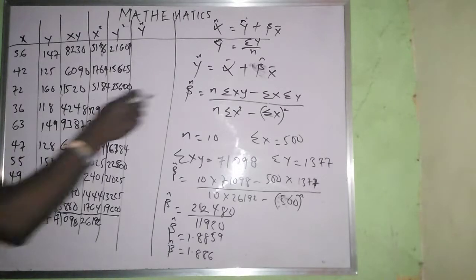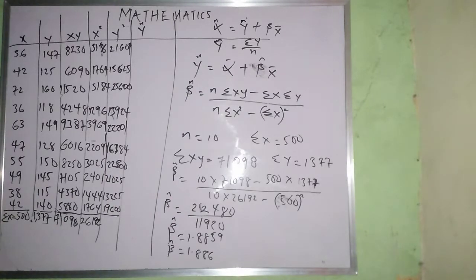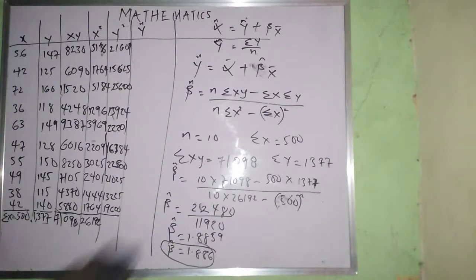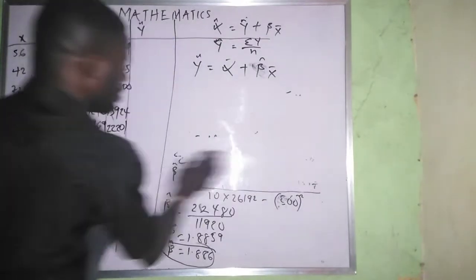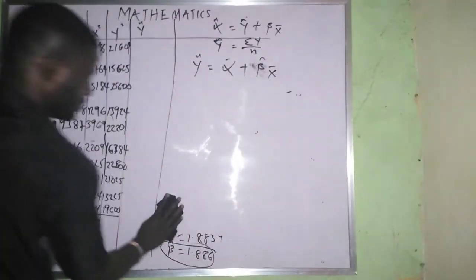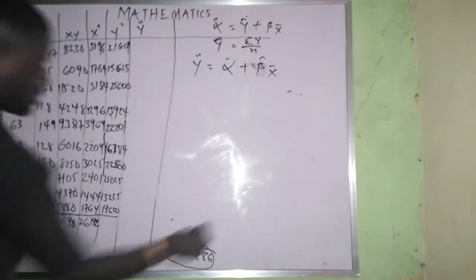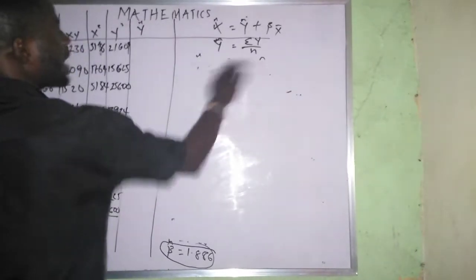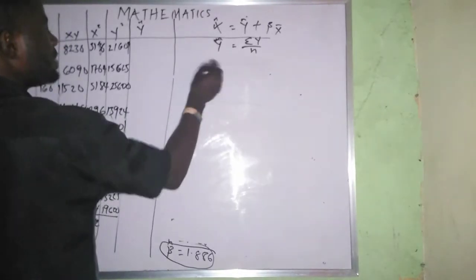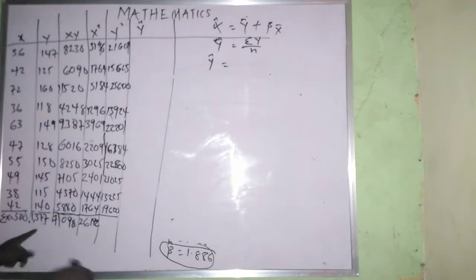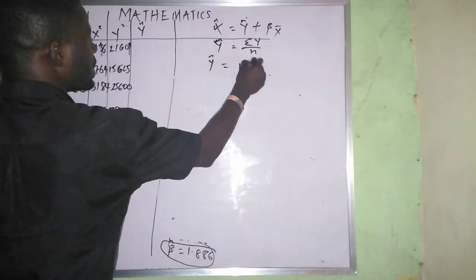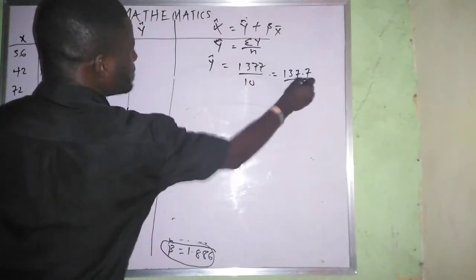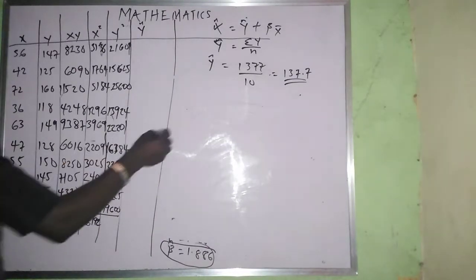Now, once I have that, what's our summation of y? I have to present this thing very well. Please note this is very important in this case. This alpha is very important. Therefore, let me try to rub this side of it. Now I've got my y. Now, from here, it means my y bar is the summation of y, 1377 divided by 10, which is 137.7. That is my answer.